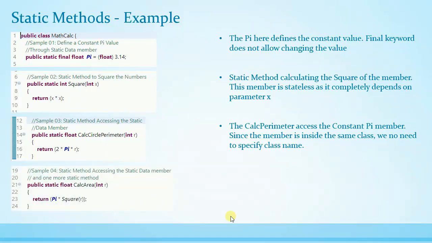Next, if you see, we are using calc area, and this makes use of both static members. Here we are using the static data member phi, as well as the static method square inside the calc area. Then we are returning the result. So this final function proves that since this is static, it can access a static member. The first one, phi, is a static data member, and the second one is a static function.